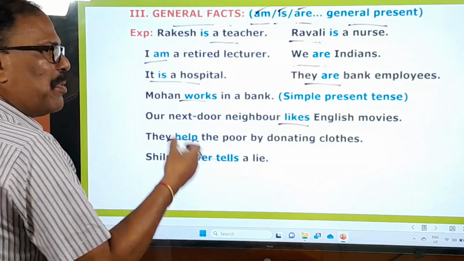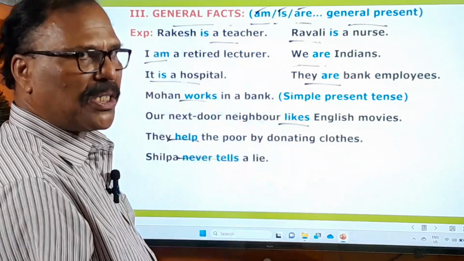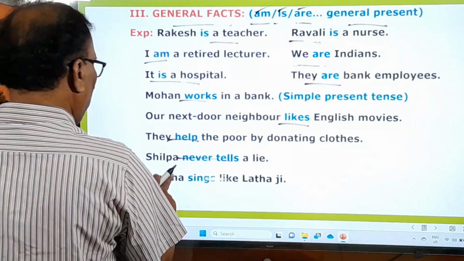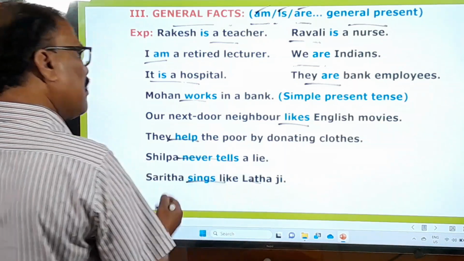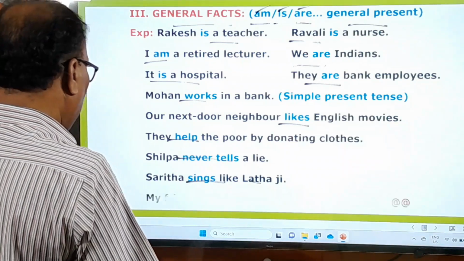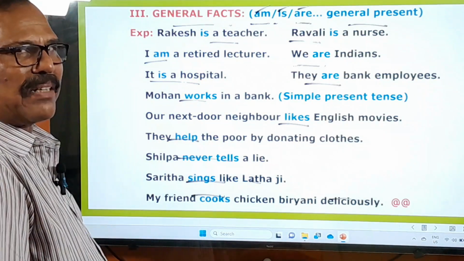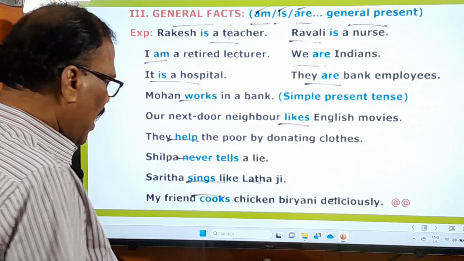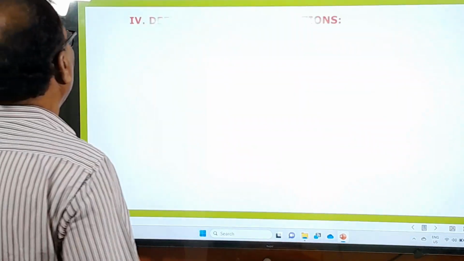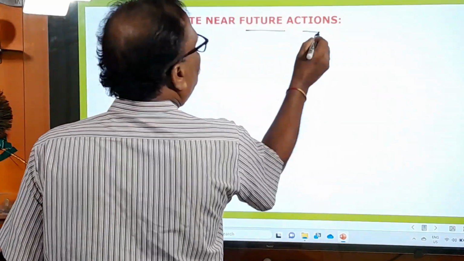And Shilpa never tells lies. It's a fact. Ameppudu abaddam adadu. Abaddam adapodam vastavamu, right? And then comes Sarita sings like Lataji. It's a fact. Okay. And then comes my friend cooks chicken biryani deliciously. It's a fact. Brahmanam understand. Right. And now let's go to the next example. Fourth one, definite near future actions.